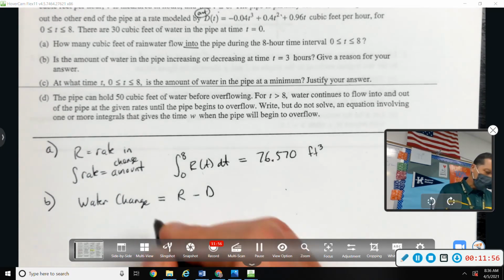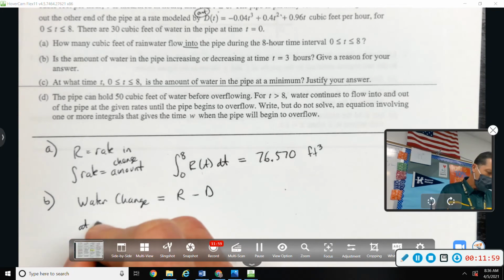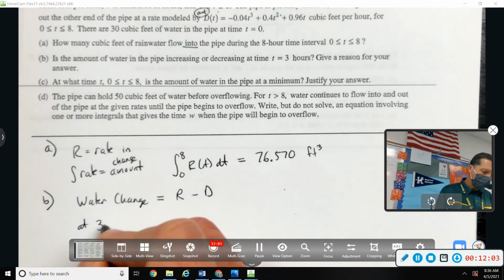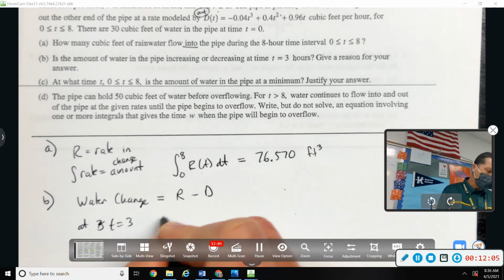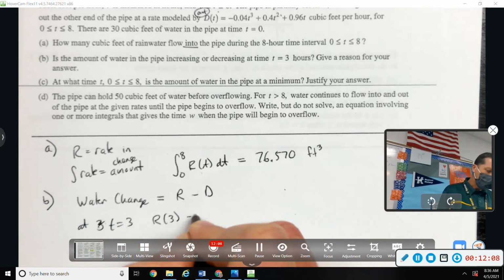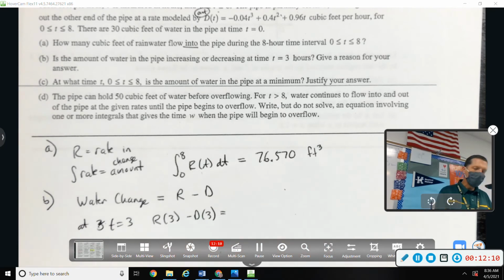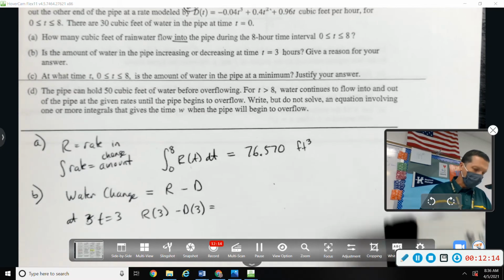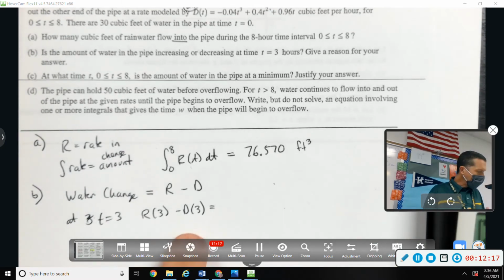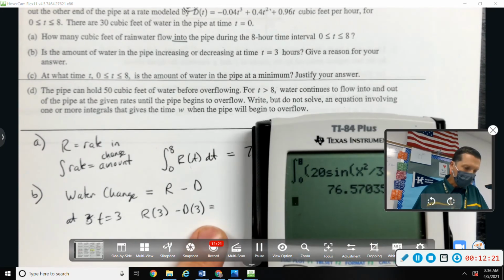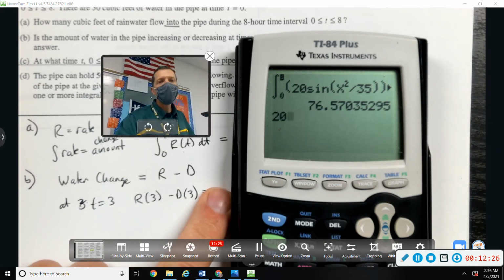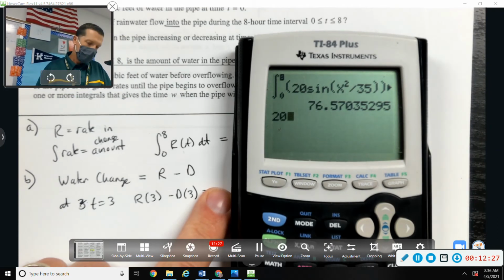So that means at t equals 3, let's just say R of 3 minus D of 3. That'll tell us if we're increasing or decreasing how much is going in there. And that's all I need to show for work, because R is up there. So now I'm just going to type in R of 3. I don't know if this would have been easier to put in y1 and y2 or not.